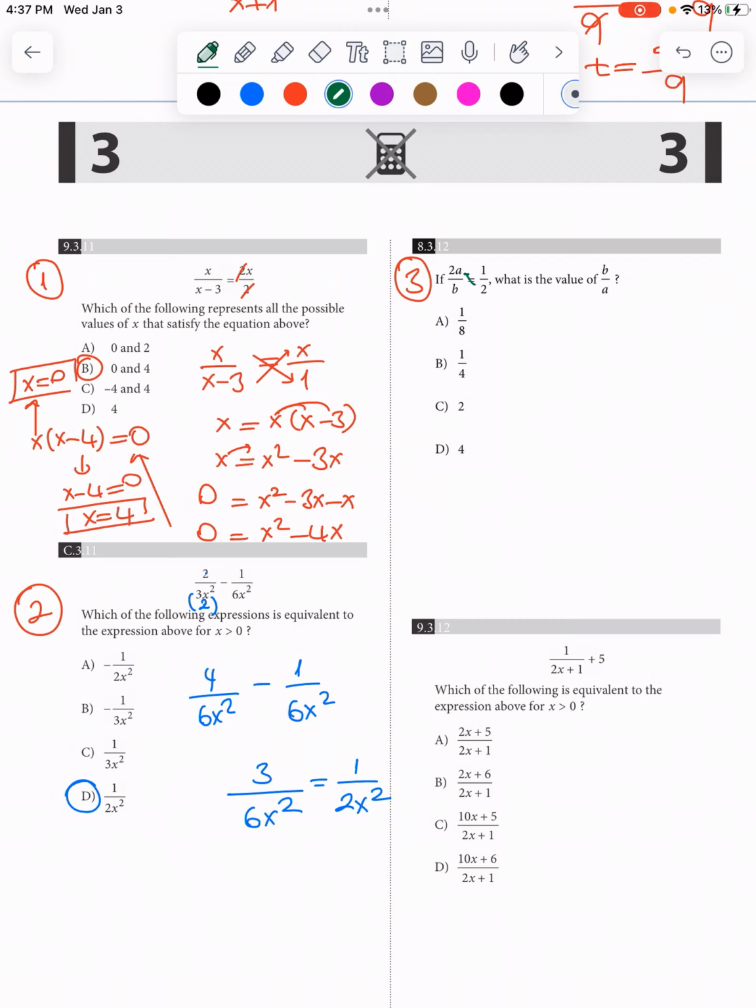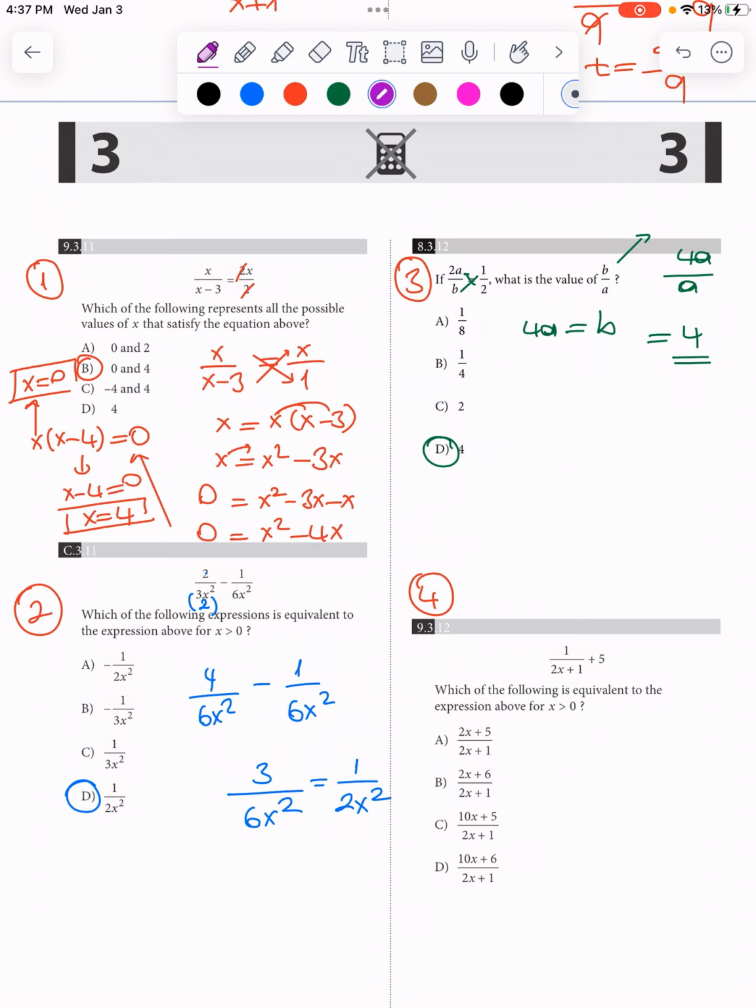So 2a times 2 makes 4a, b times 1 is b. So we can write b in terms of a in this fraction. So b is equal to 4a. 4a over a makes 4. Correct answer is D. Question 4, our last question.